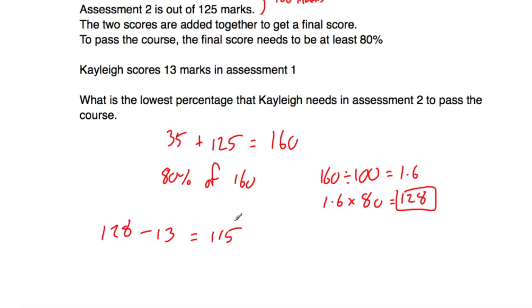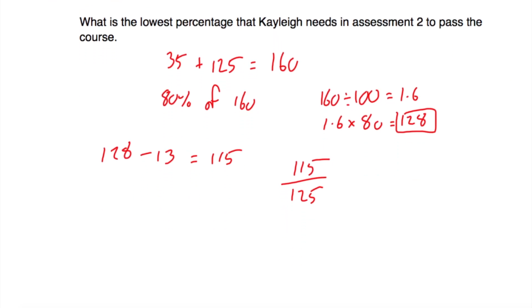Now that's 115 marks. Now assessment 2 is out of 125, and we've been asked what is the lowest percentage Kaylee needs to score in assessment 2 in order to pass the course. So she needs to score 115 out of the 125. That's the lowest possible number of marks she could get. So it's 115 out of 125. So that's our fraction. We then want to write that as a percentage. So let's change 115 125ths into a percentage.